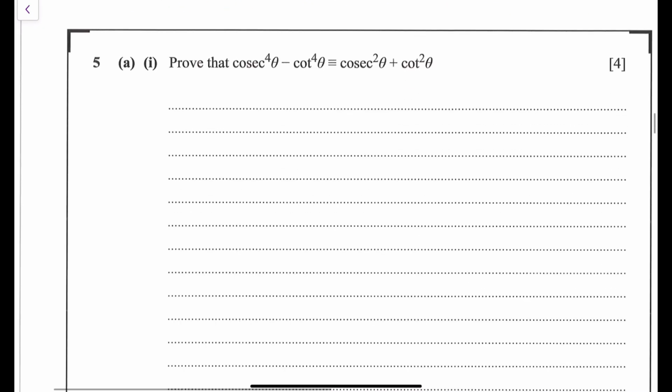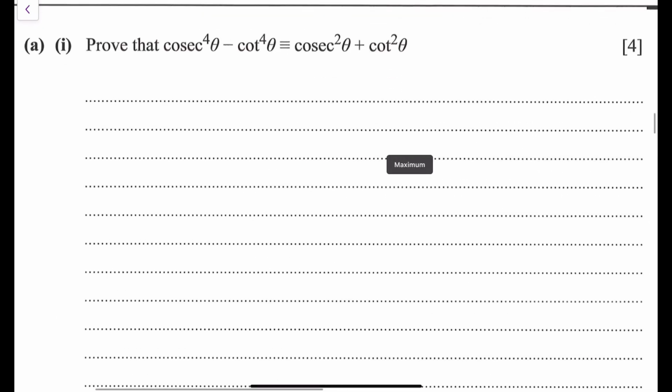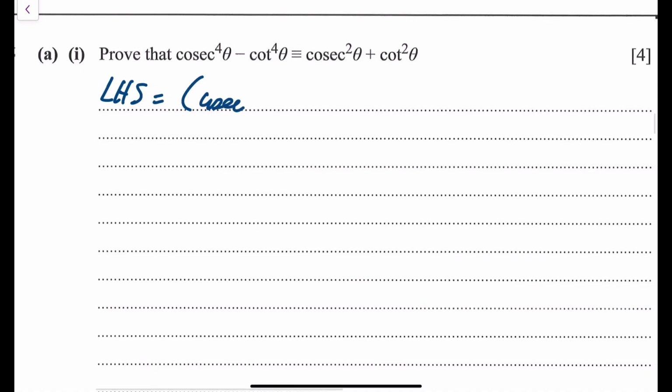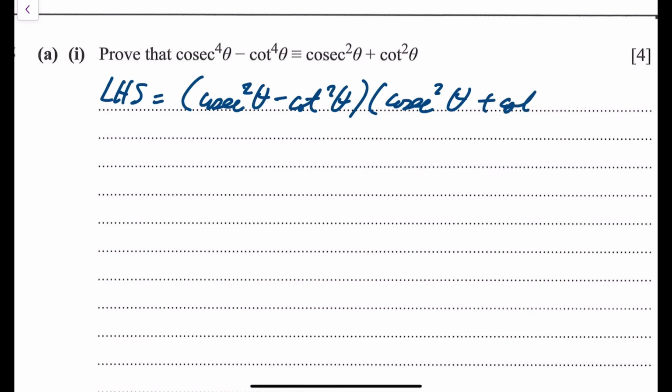Okay, right, lovely bit of trig here. It says, prove that cosec to the power of 4 minus cot to the power of 4 is equal to cosec squared plus cot squared. Now let's look at the left-hand side. This is a difference of two squares. We've got cosec squared theta minus cot squared theta upon cosec squared theta plus cot squared theta.